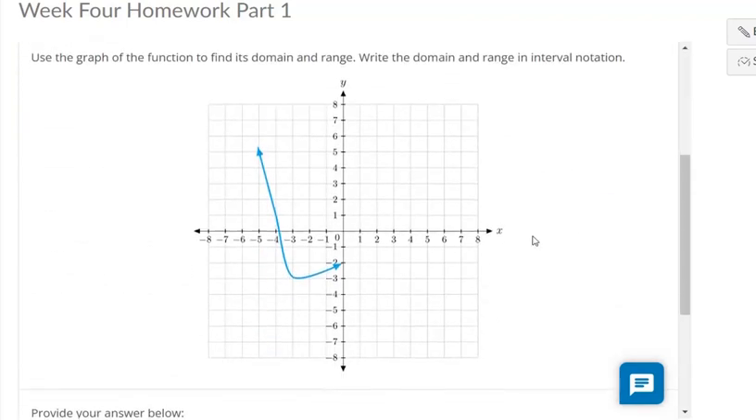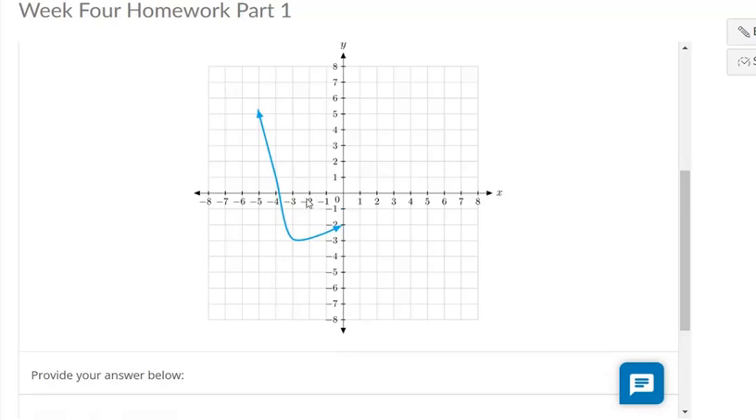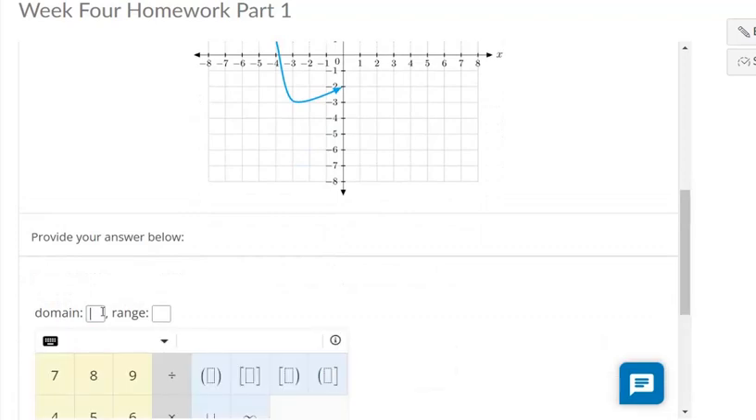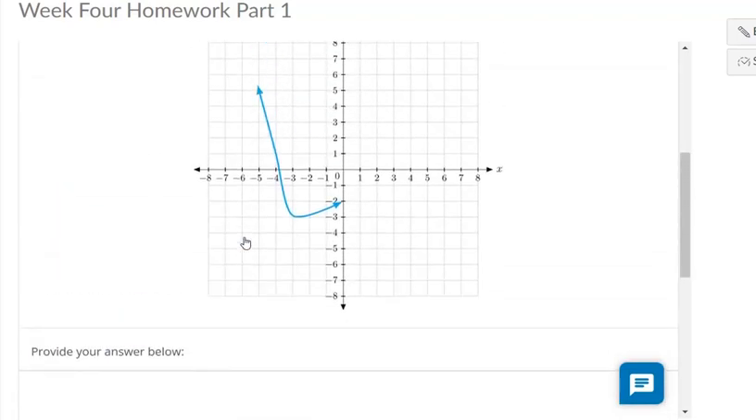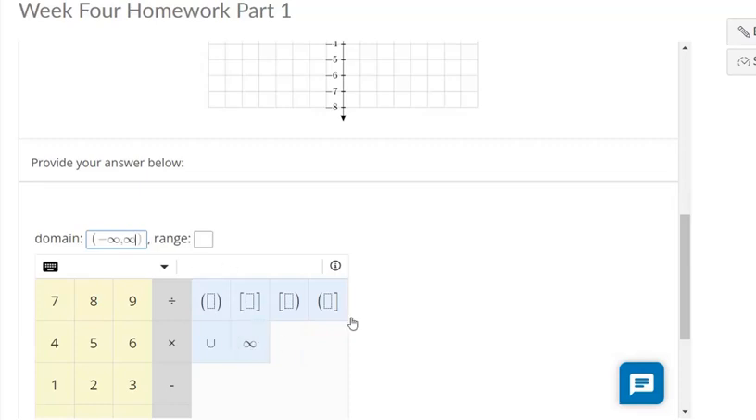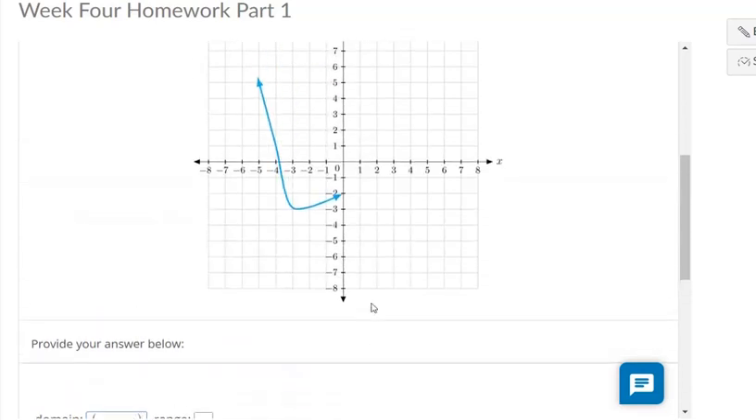Different graph this time. Same idea though. What's the lowest possible x value? Well, -5 is on this graph, but they gave us an arrow, so that means eventually we're going to get to -6, -7, -8, -9. So for the domain, -infinity is the left part of the interval notation. And then they also have an arrow over here, so that implies the graph keeps going. So +infinity.